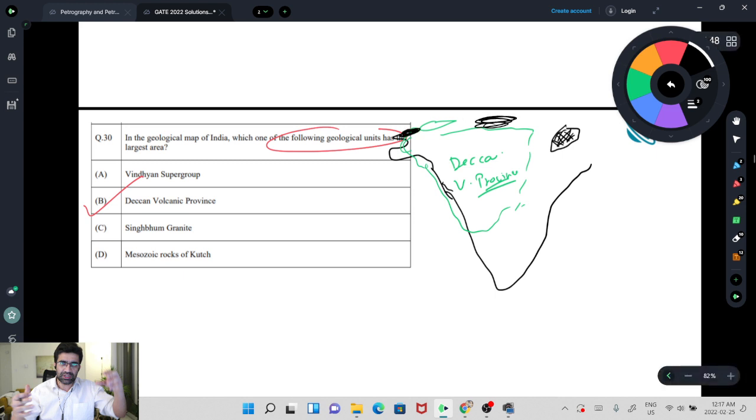Vindhyan supergroup will be here. It is also much smaller than either of these. Okay, so it's actually not as extensive as compared to Deccan Volcanic Province.